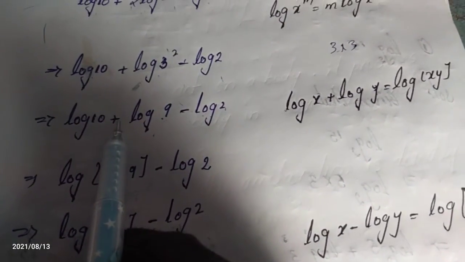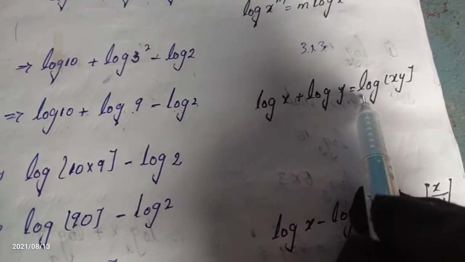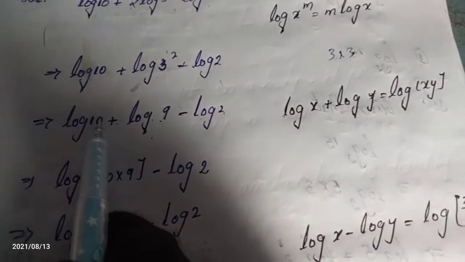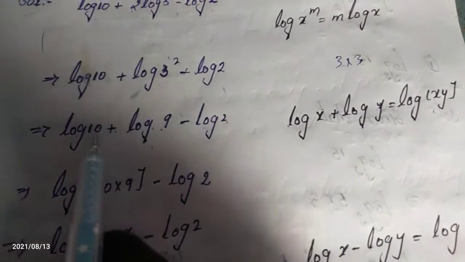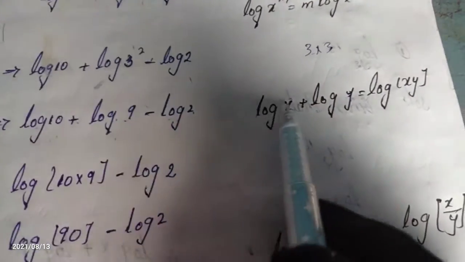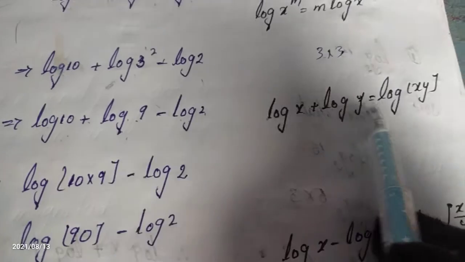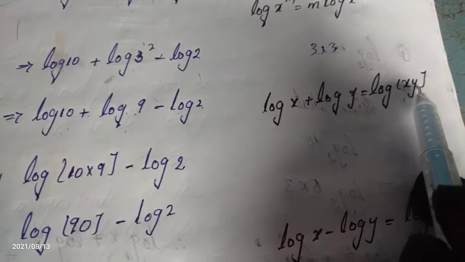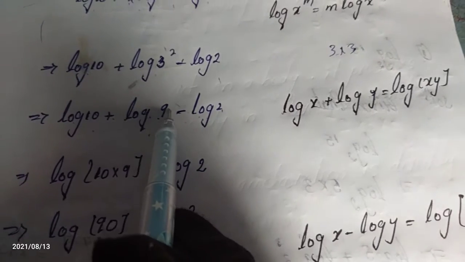Can you see the first two terms? These two terms are in the form of log x plus log y is equal to log x into y. Here in place of x we have 10, in place of y we have 9. This expression in the form of log x plus log y, we have to convert into the other side. How can we convert? Just multiply x and y. Log x into y means, in place of x what we have, log 10 plus log 9.